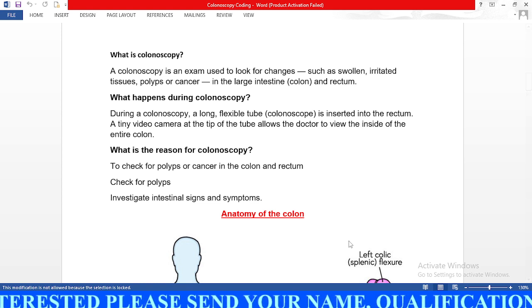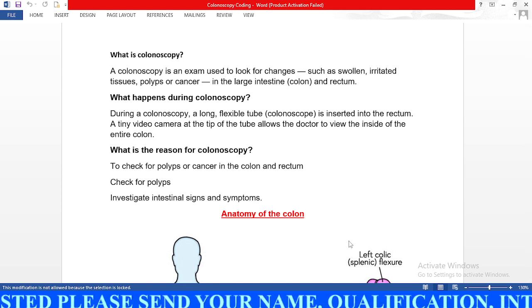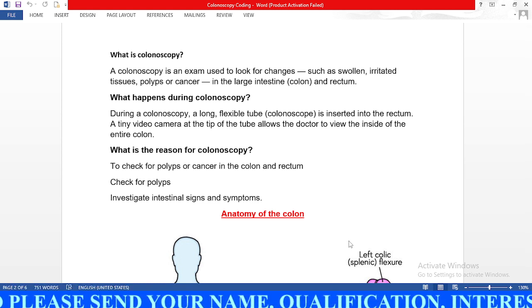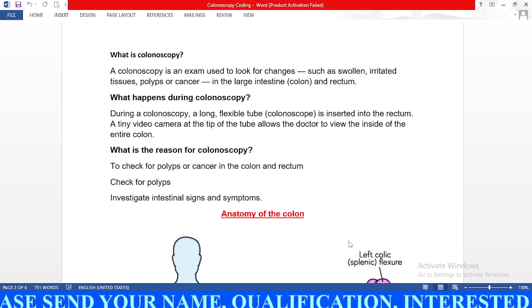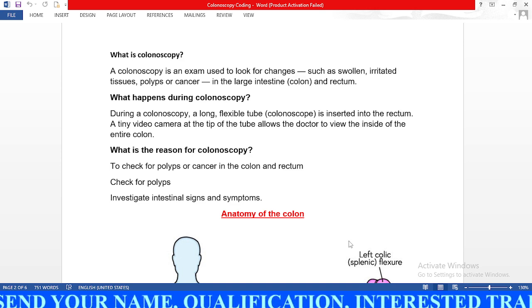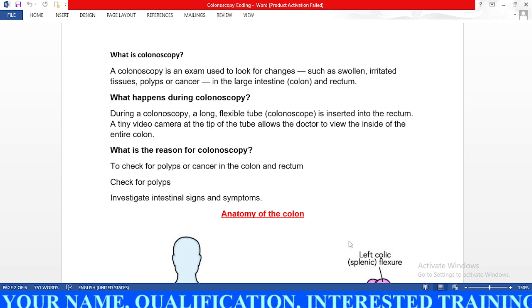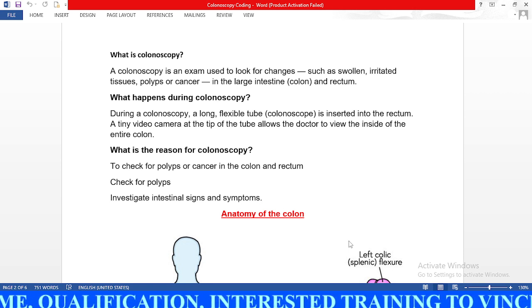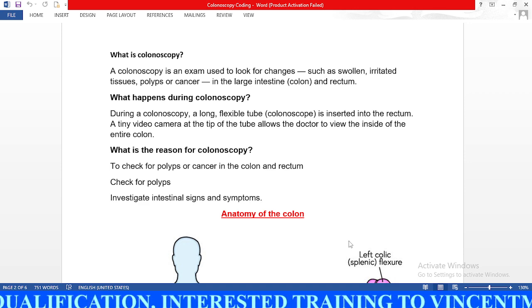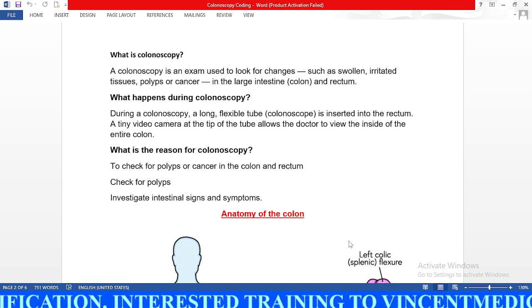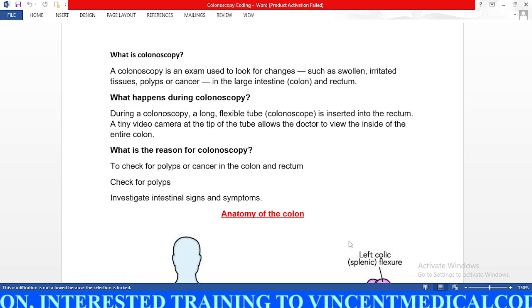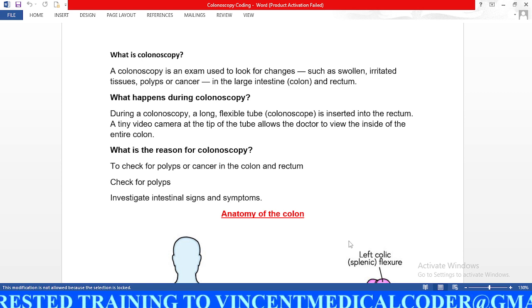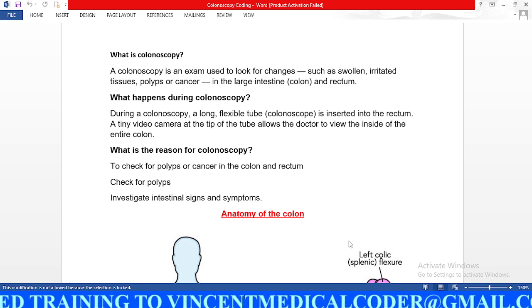So in order to code colonoscopy, first we need to understand what colonoscopy is. A colonoscopy is an exam used to look for changes such as swollen, irritated tissues, polyps or cancer in the large intestine. Usually we call it the colon and rectum, and otherwise we can call it the large bowel also.